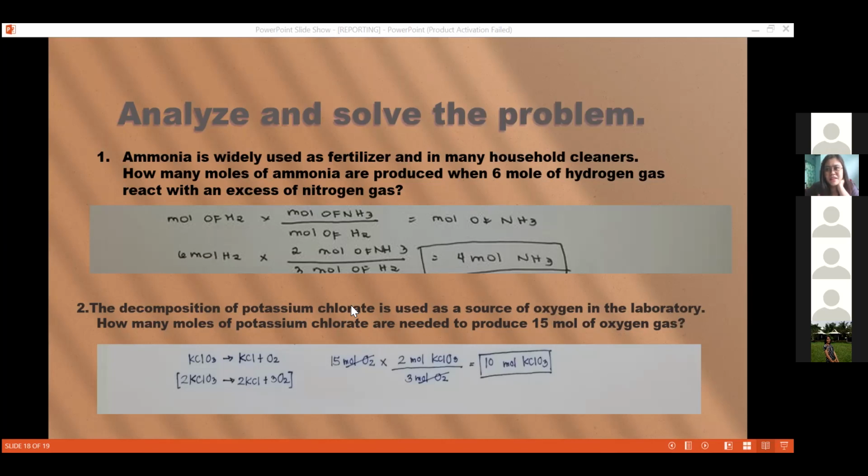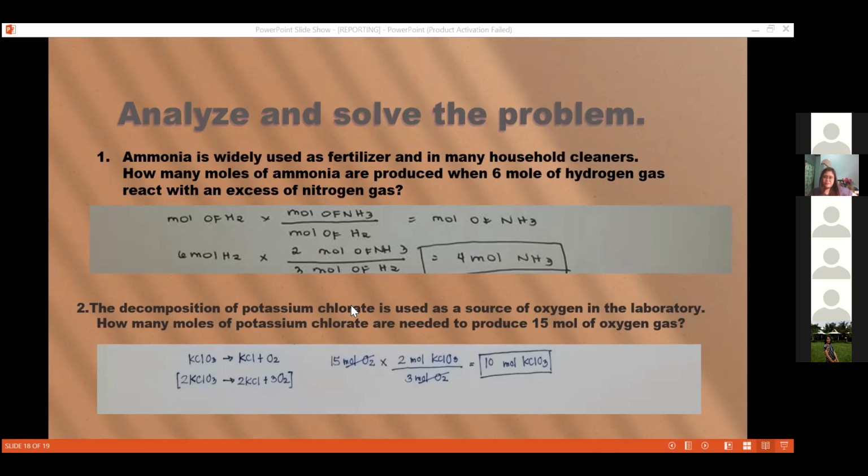What is the chemical equation for number 1? Ano po? Yung amount of given substance multiplied by moles of unknown over the given mole. I mean the chemical reaction, the balanced chemical reaction. N2 plus 3H2 equals to 2NH3 po. N2 plus 3H2 equals? 2NH3. Okay, let's see later.